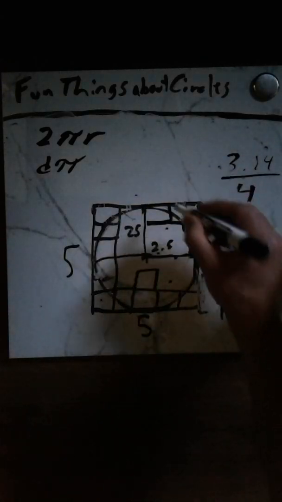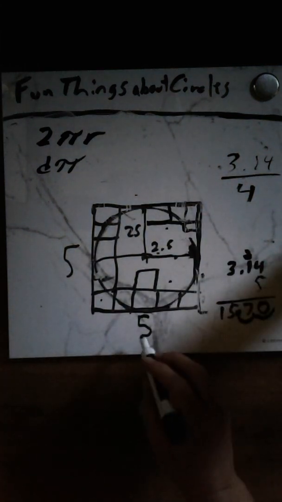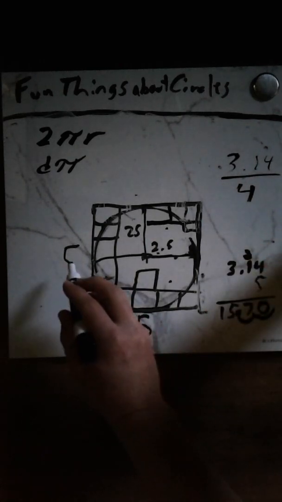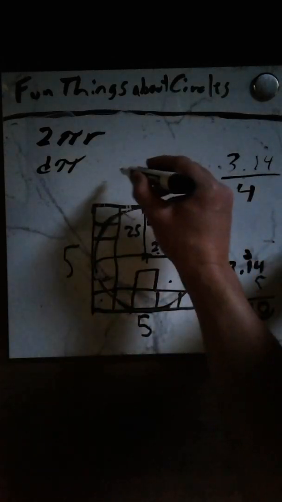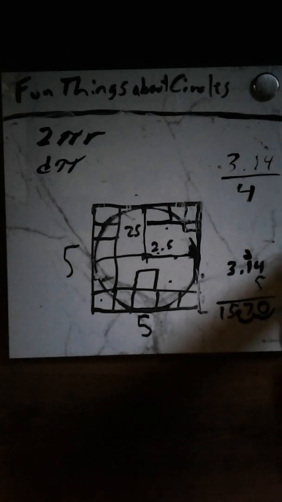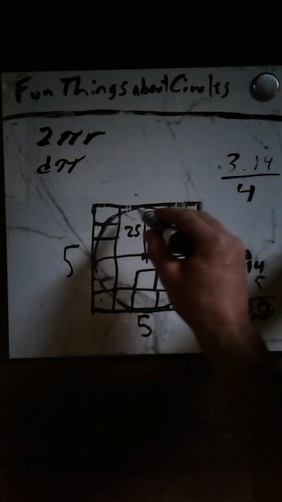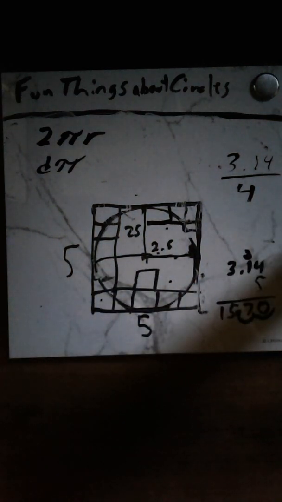Okay, so 15.7 inches. So where the perimeter of the square is going to be 5 plus 5 plus 5 plus 5, or 20, 3.14 of that is 15.7. So if you were to put a string around here and pick it up, it would be 15.7 inches long.